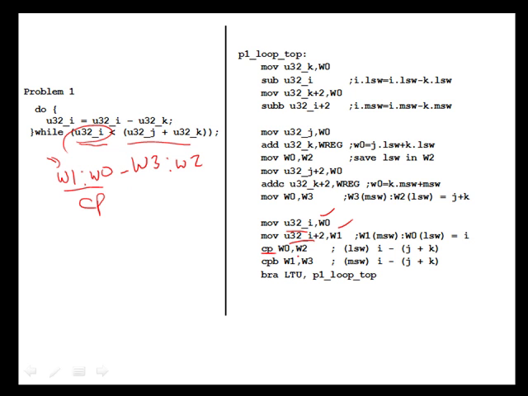So first we're going to compare the least significant words, W0 to W2. Then we're going to compare the most significant words, W1 to W3, and note that we're going to use a compare with borrow. After these two instructions have been executed, we've now done a subtraction of I minus the sum, and at that point we now can do the branch.